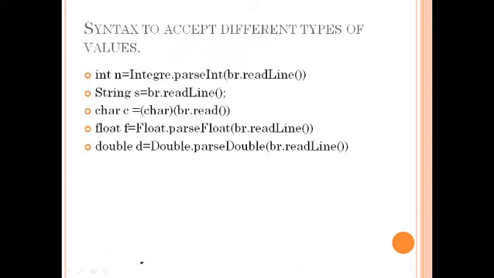For example, if you have to accept an integer value, use Integer.parseInt(br.readLine()). If you have to accept a string value, use br.readLine(). If you have to accept a character value, use (char) br.read(). For a float value, Float.parseFloat(br.readLine()), and for a double value, Double.parseDouble(br.readLine()). So these are the common methods used to accept different data type values using the InputStreamReader class.